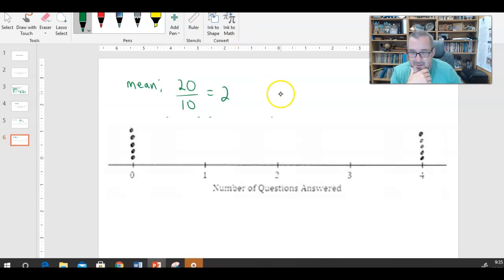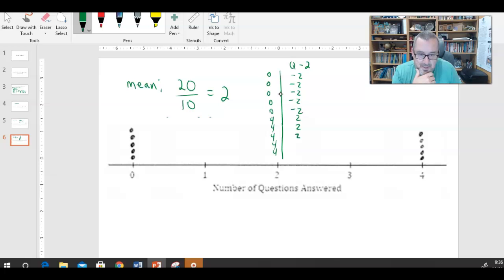So I'm not going to go through all the details, but I just kind of want you to feel it. So we've got 5 zeros, and we've got 5 4s. So if we find out the difference from the mean of 2, we would have a whole bunch of negative 2s, 2 below the mean, and a whole bunch of positive 2s. All right, now if you just added those up, all those 5 negative 2s and those 5 positive 2s would add up to 0, so it doesn't help.